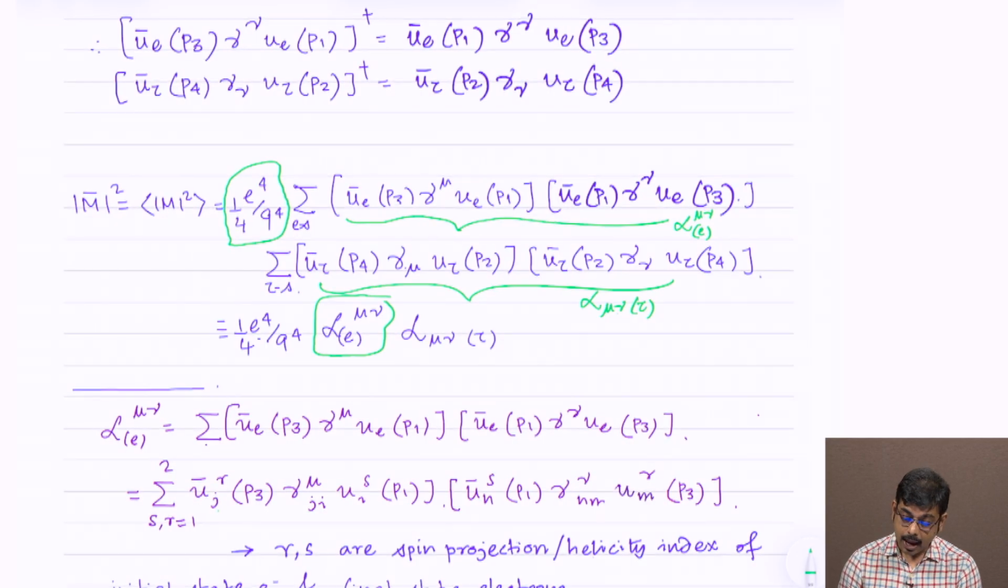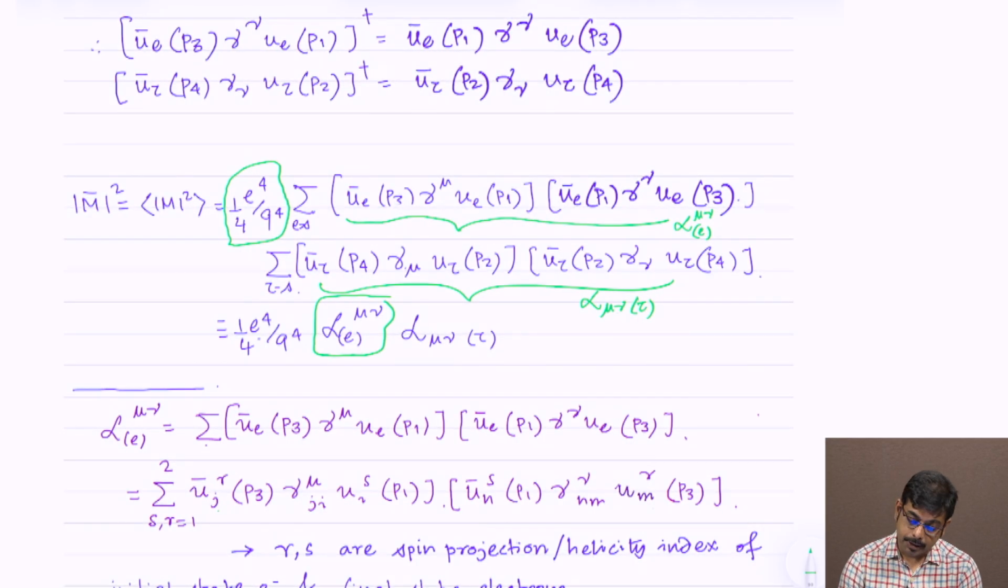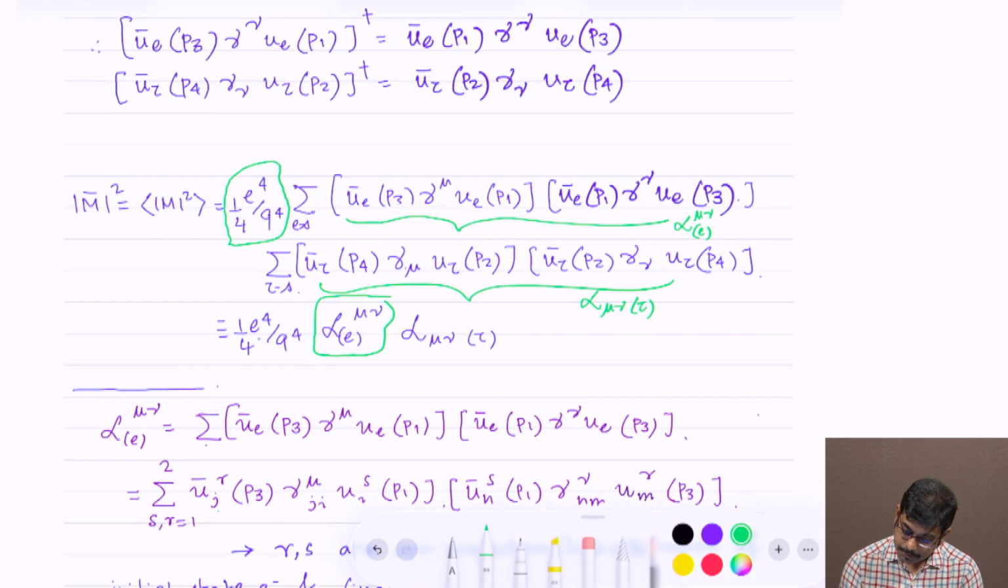Now, what I have to do is see what happens to this sum over electron spin. Okay, so it seems that the time is over today, and I am going to stop here, and carry on the calculation in the next lecture. All right, so stay tuned. Thank you very much.